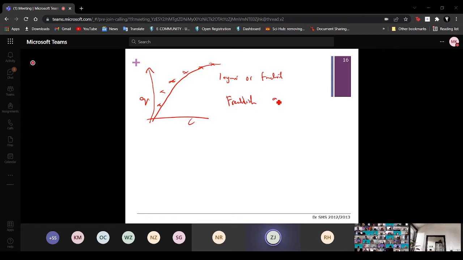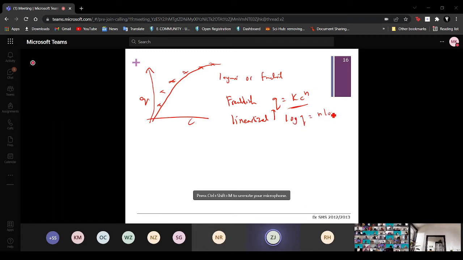The equation of Freundlich is Q equal to KC^n. Okay, this is the equation for Freundlich. So how do you want to test it? You need to linearize this equation so that it becomes linear. So how to linearize this equation? You use log. So log Q equal to n log C plus log K.